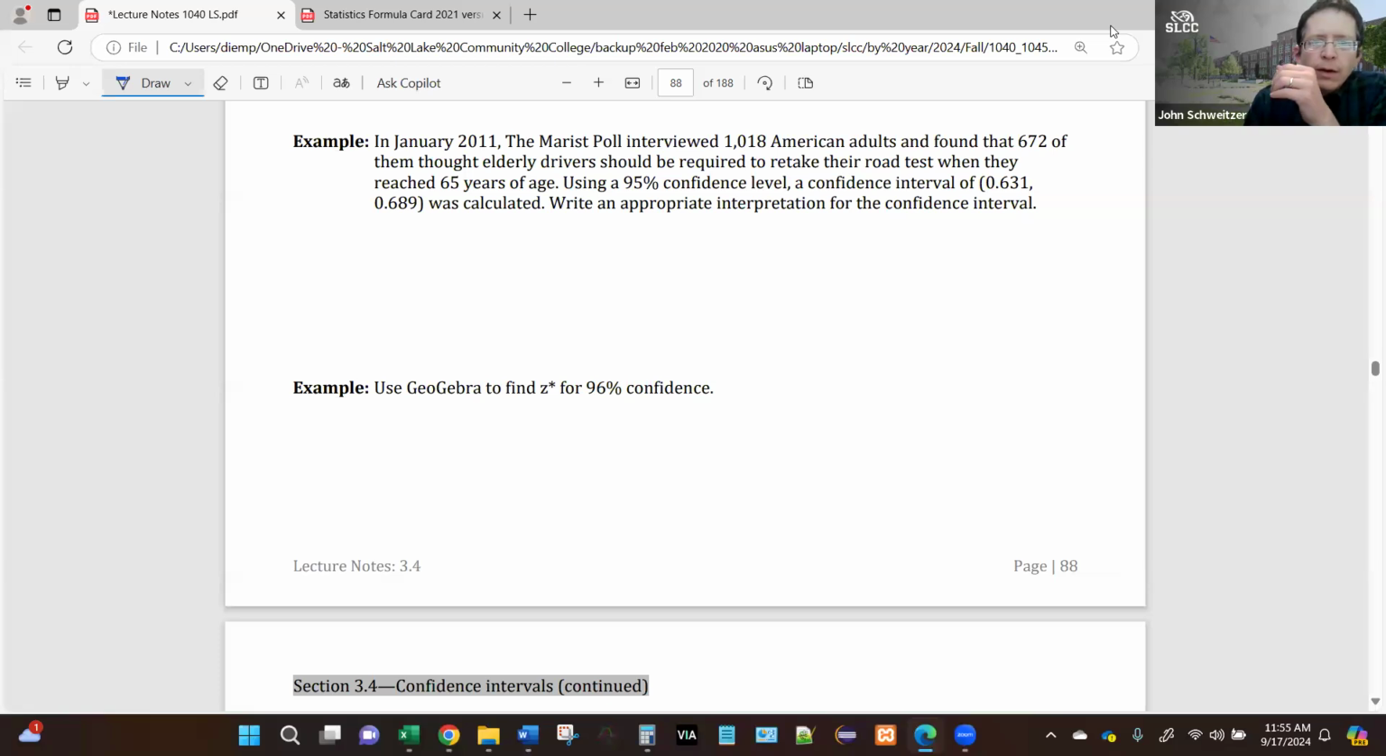So we have the results of a Marist poll. Marist, again, is another one of these well-respected professional polling companies. There are many of them that are quite good and well respected, using good scientific techniques, nonpartisan. They interviewed more than 1,000 American adults and asked them about road testing, driving testing, right?